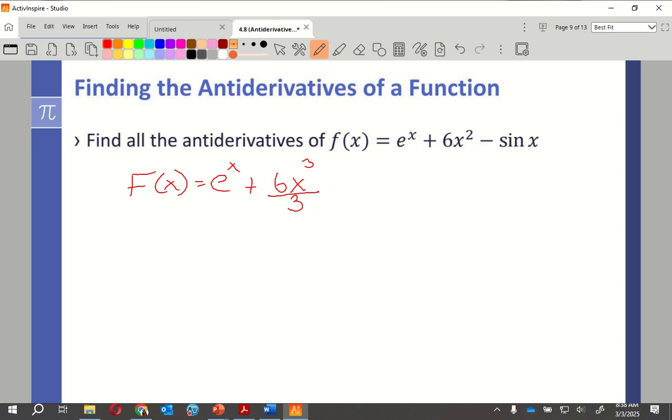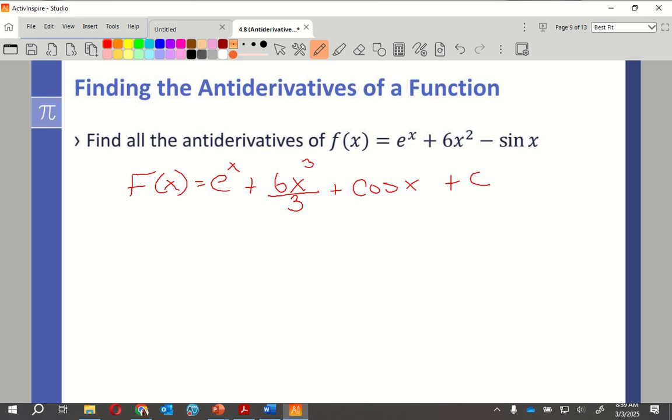It says negative sine x. Positive, okay, so positive cosine x plus c. Right there, that c is going to be the same constant.